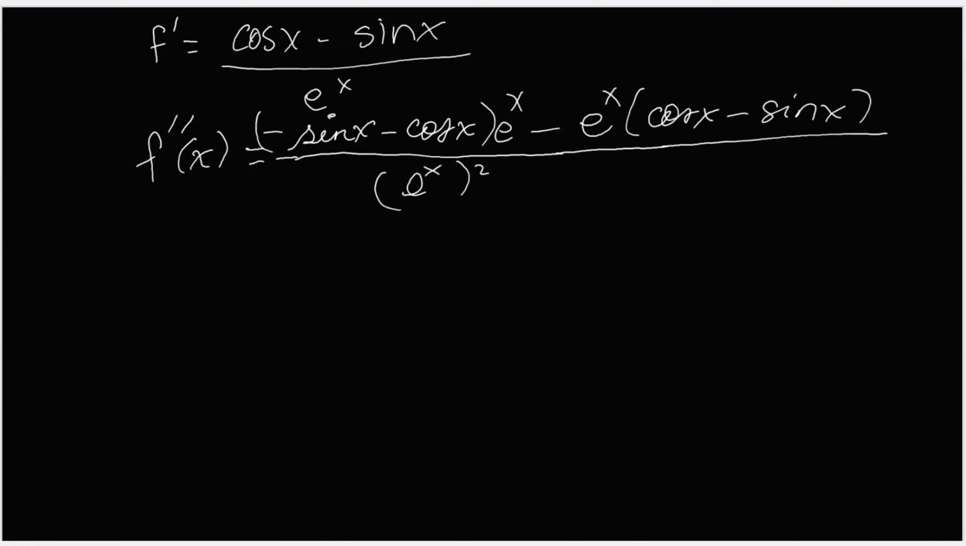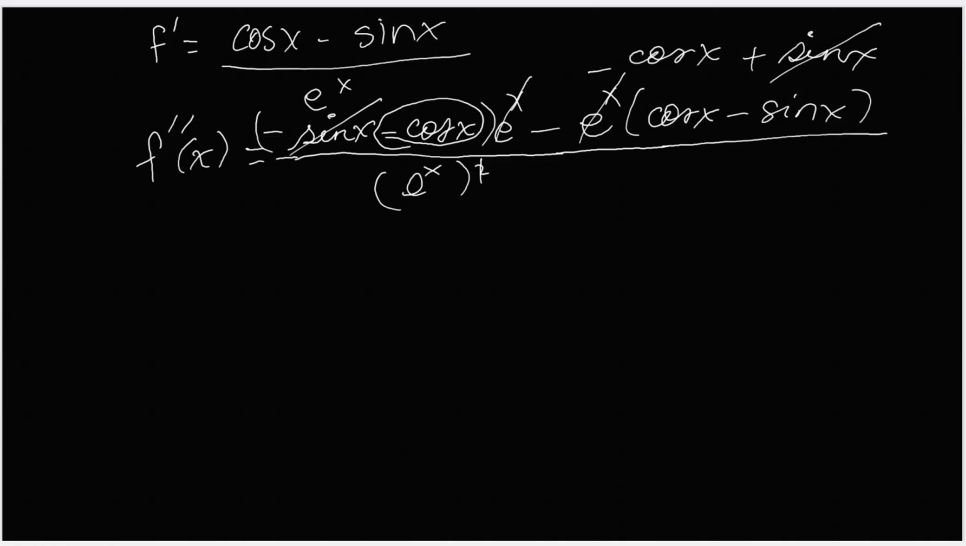To simplify, I can divide everything by e to the x, so that e to the x is gone. Minus cosine, distribute the negative, plus sine. Okay, that's going to cancel with the negative sign in the front.